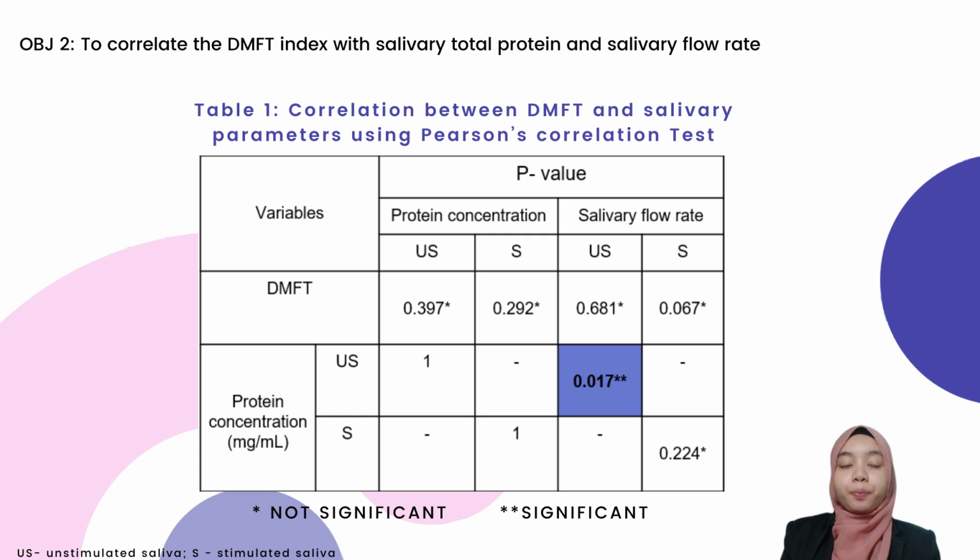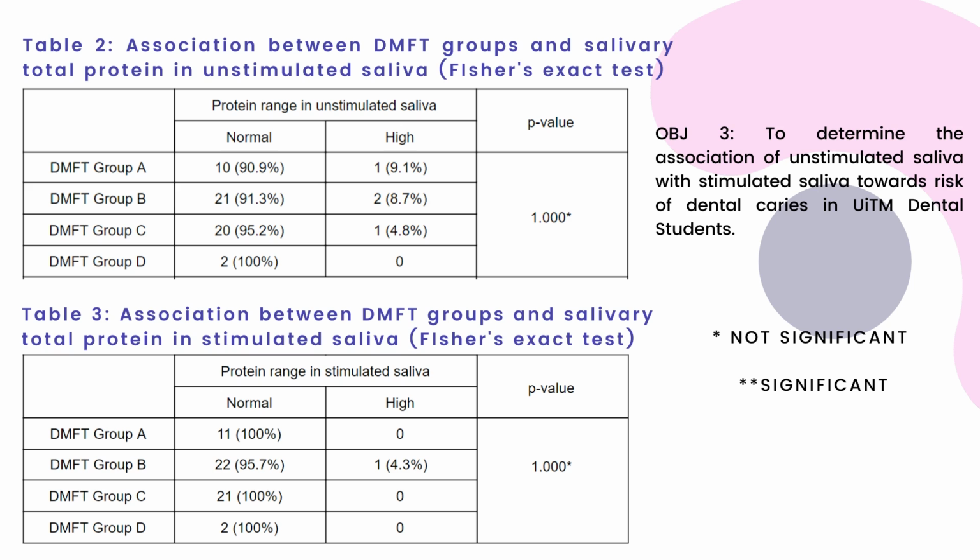Answering Objective 2, Table 1 shows the correlation between the DMFT and the salivary parameters evaluated using the Pearson's correlation test, where most p-values showed insignificant values. Hence, it cannot be concluded that a significant difference existed between the parameters among the subjects, except for the correlation between protein concentration and flow rate in unstimulated saliva, showing significant negative correlation between the variables with p-value of 0.017 and correlation coefficient of negative 0.314.